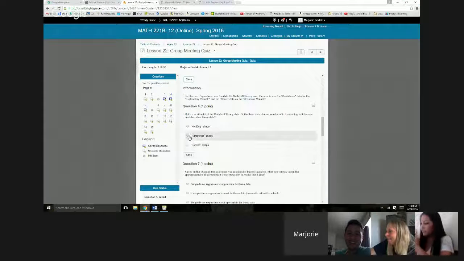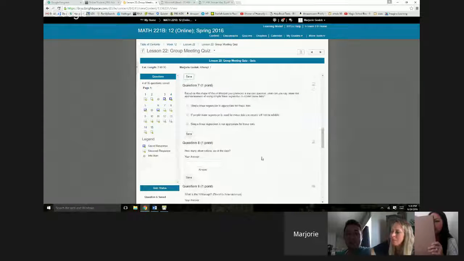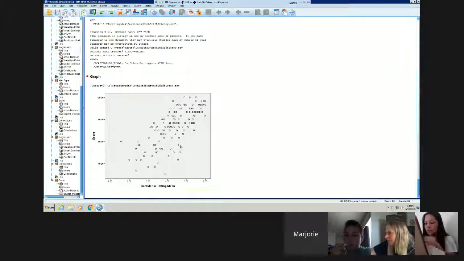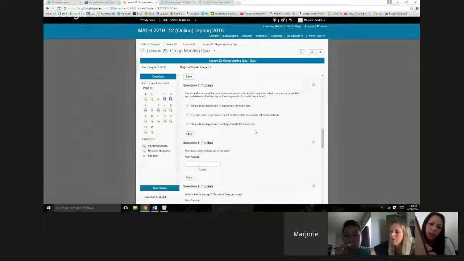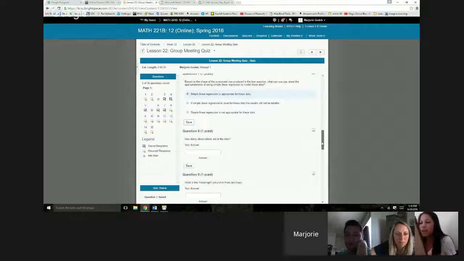Okay, just a second. I'm putting it in here so I don't get behind again. Based on the shape of the scatter plot you produced in the last question, what can you say about the appropriateness of using simple linear regression to model these data? So we're saying it's linear, moderate, positive. The options are: simple linear regression is appropriate for this data; if it is used, the results will not be reliable; or it is not appropriate. I'd say A. Me too. Let's go with that for right now. I mean, it's not inappropriate.